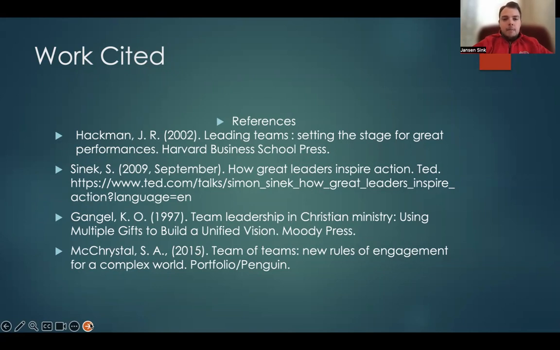But overall, my final suggestions: get better leaders and get them motivated.